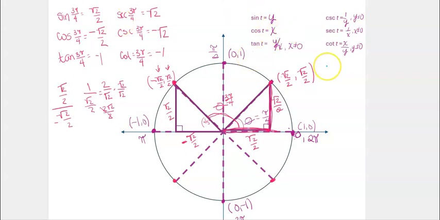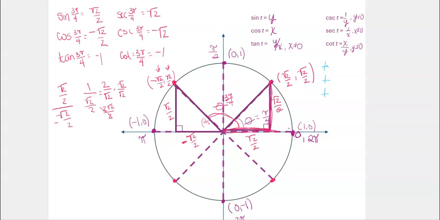We can see, because our x and y values are both positive in the first quadrant, that sine is positive, cosine is positive, tangent is positive. We know that, and so therefore cosecant is positive, secant is positive, cotangent is positive.